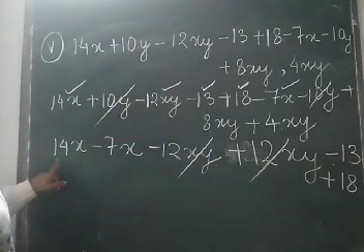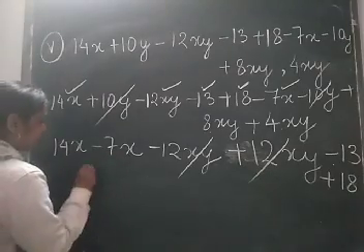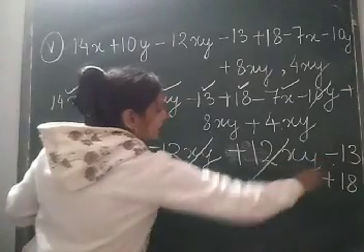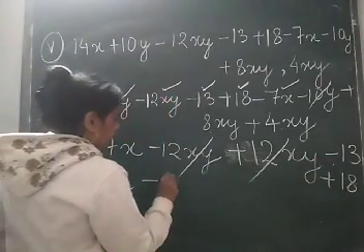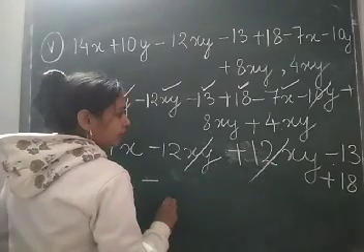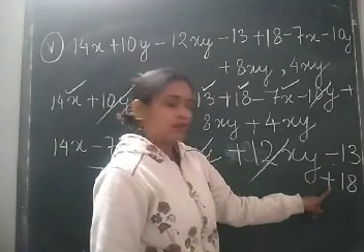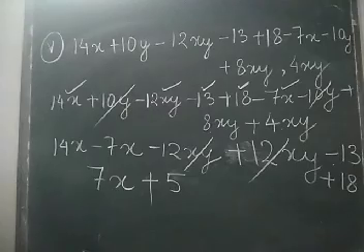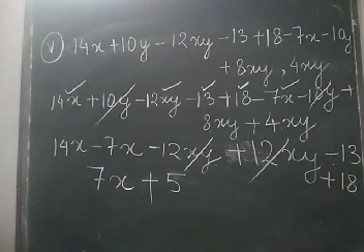Okay. So 14x minus 7x gives us 14 minus 7 is 7. So 7x. And minus plus is minus. So we subtract 18 and 13. That is 18 minus 13 gives us 5. And sign will be of the greater number. Okay. 18 is greater, it is plus. So 7x plus 5 is your answer for the fifth one, children. Okay. So now we will start the sixth one.